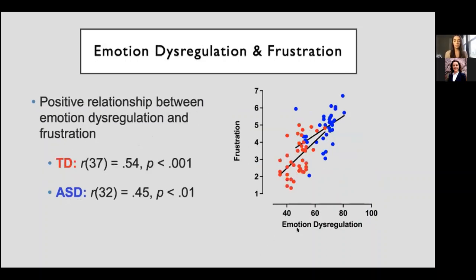In both groups, we see a positive relationship between emotion dysregulation and frustration. The R value for both groups are around 0.5. This suggests that emotion dysregulation and frustration are moderately related, but also measuring separate constructs.